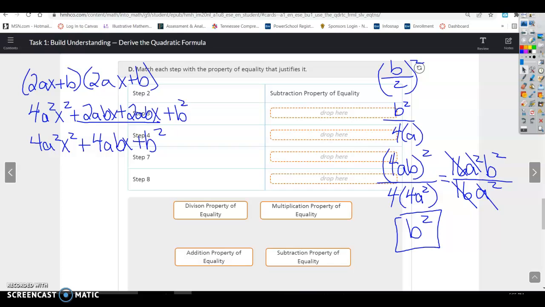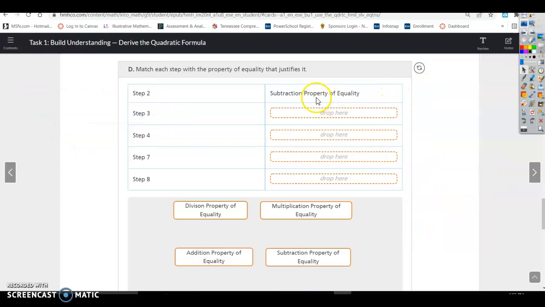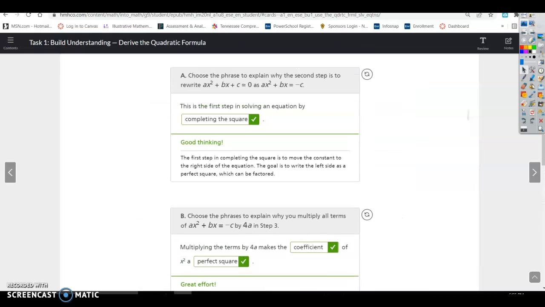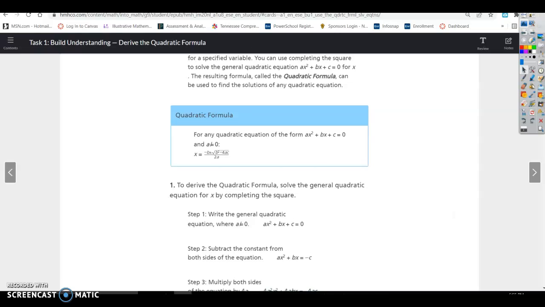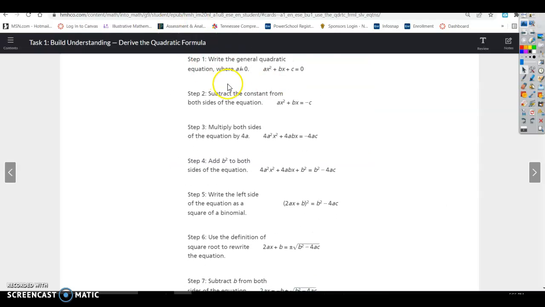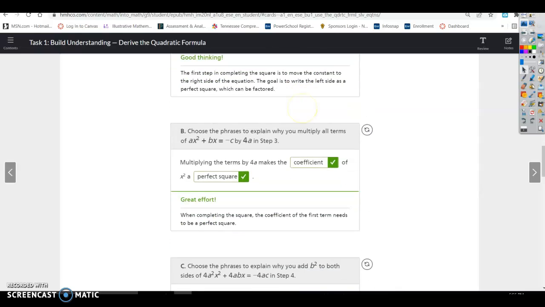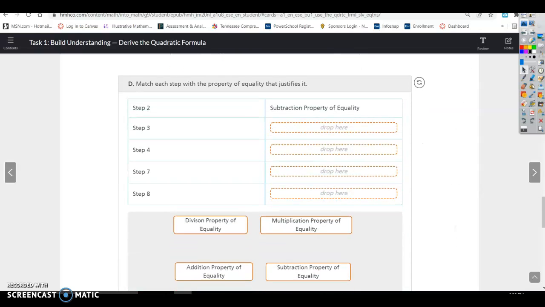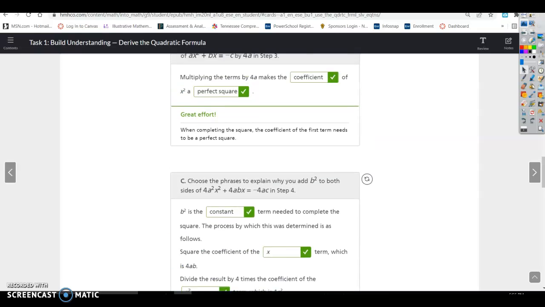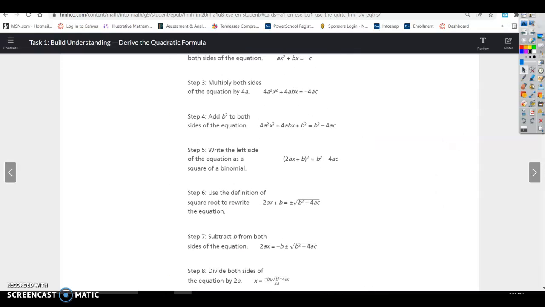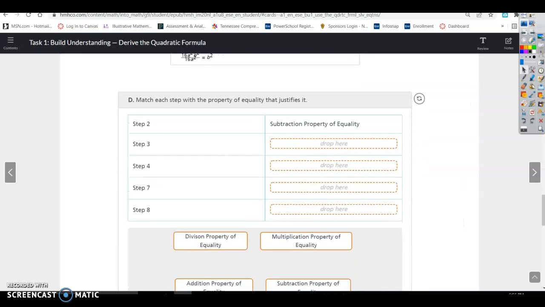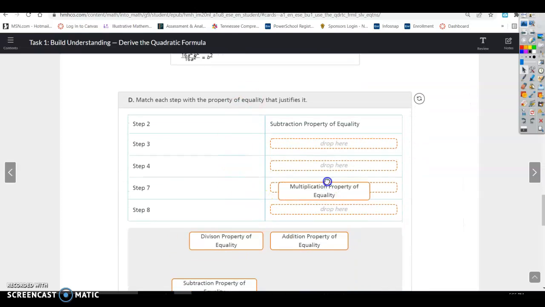All right, match each step with a property to justify it. So let's look at step 2. Step 2, subtract the constant from both sides of the equation. That would be subtraction property. I already have that one. Step 3, multiply both sides of the equation by 4a. That would be multiplication property.